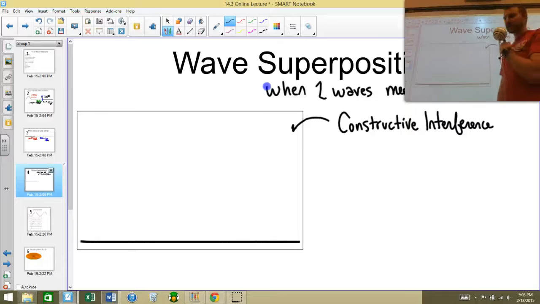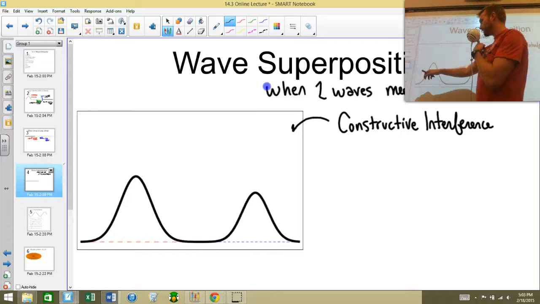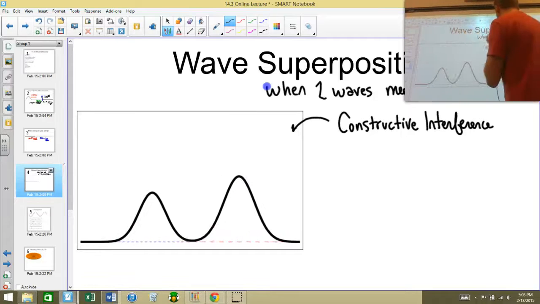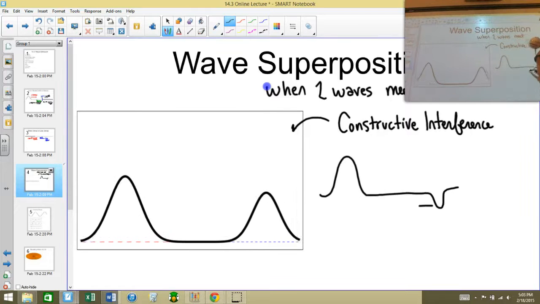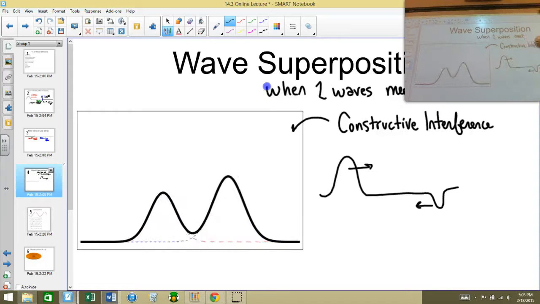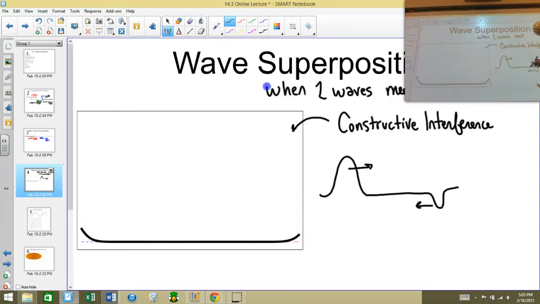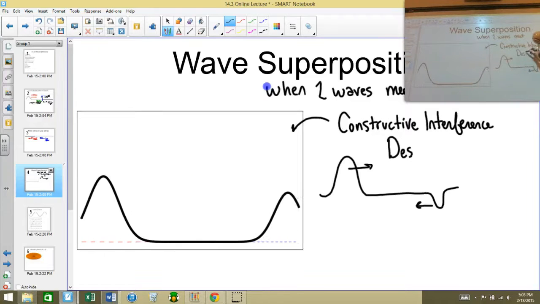You can also have waves come together where one has a positive amplitude, like a wave coming in up, and then you've got a wave coming in down, and these two come together to meet. When they meet, they're going to cancel each other out a little bit. We call that destructive interference.